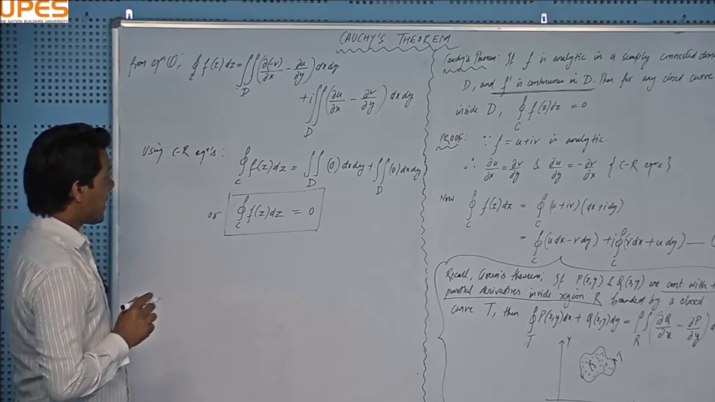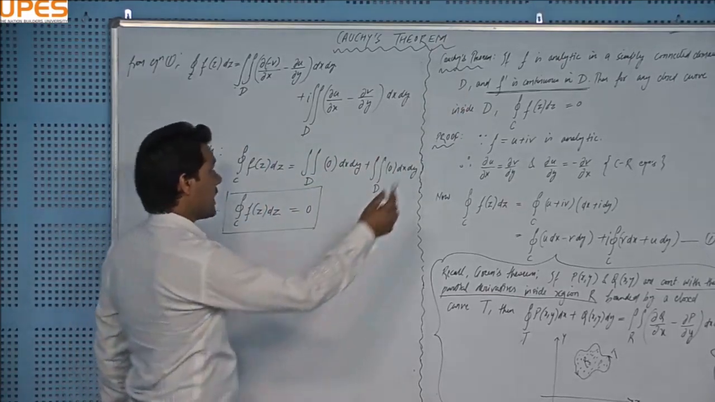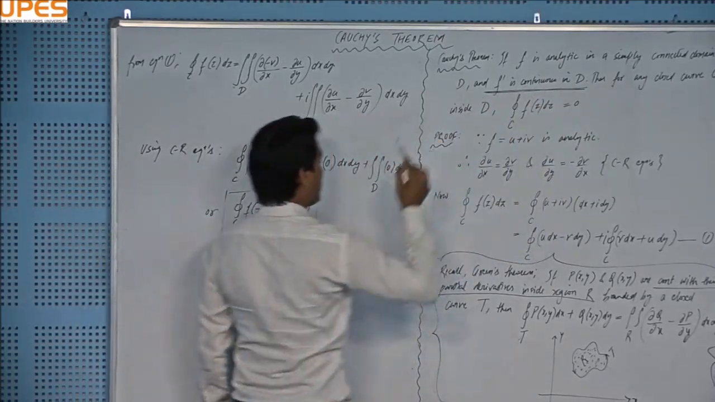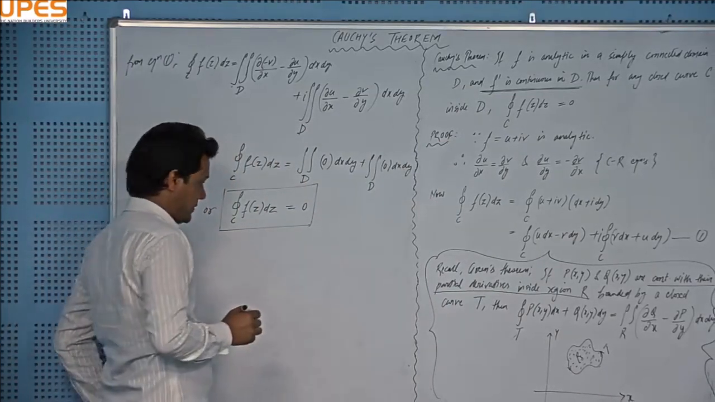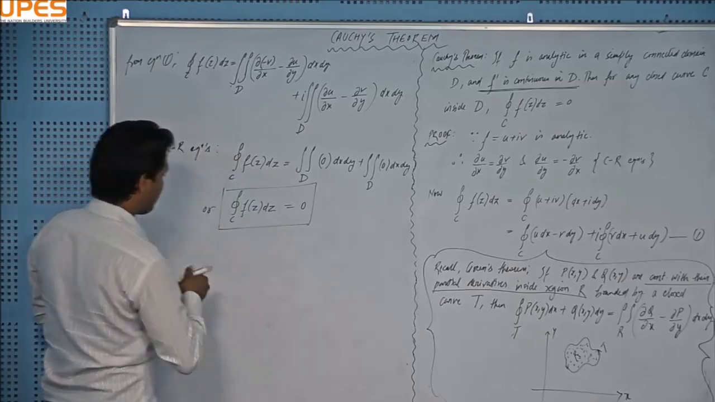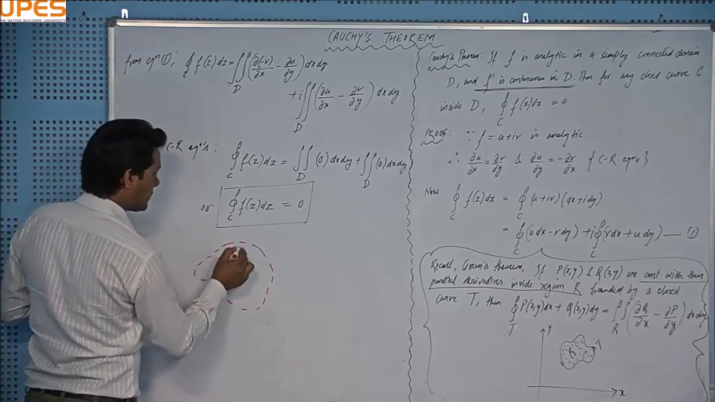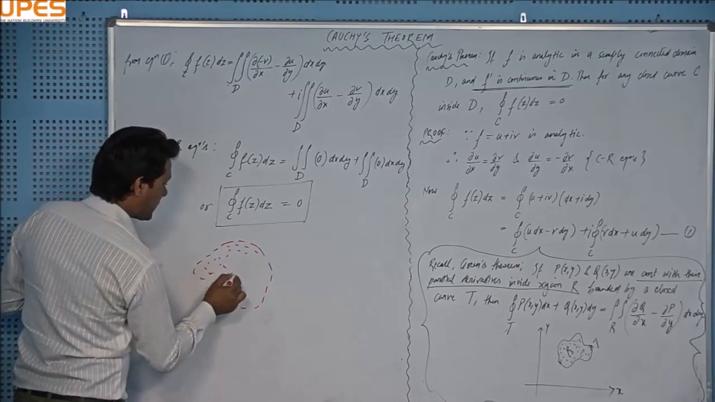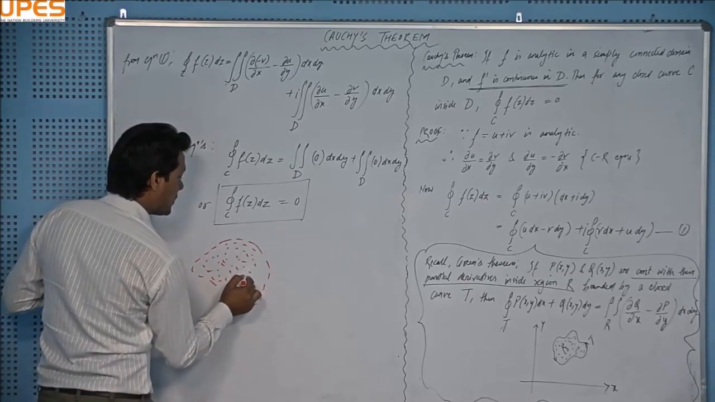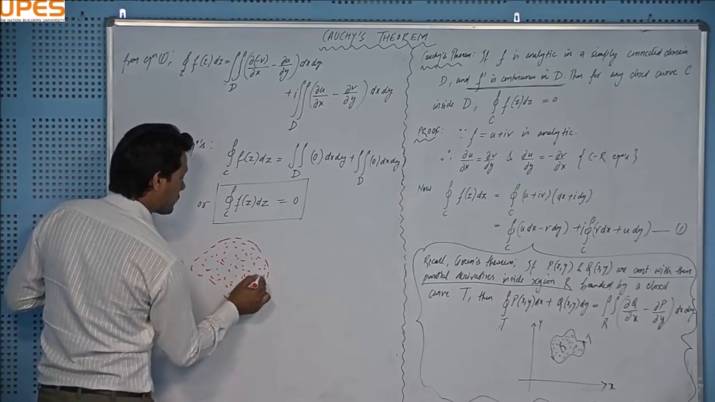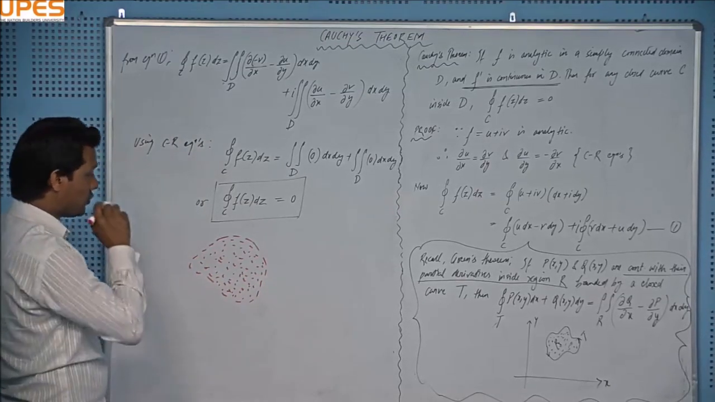So I will repeat the statement of Cauchy's theorem with a diagram here. f is analytic in a simply connected domain D. I will draw a random simply connected domain D, let me draw it with a different color. So this is a simply connected domain D. You can see that there are no holes inside it, and it is boundaryless. That's why we call it an open set.